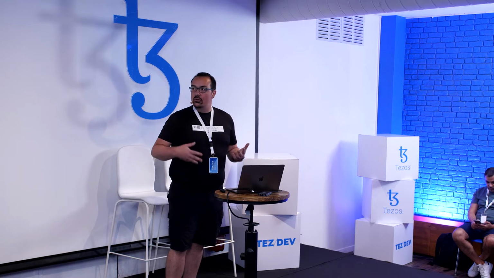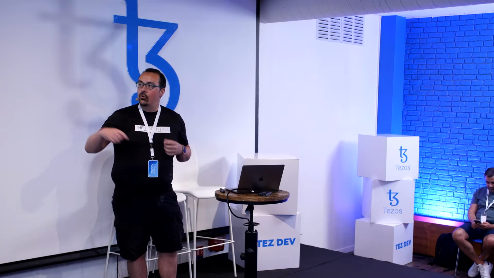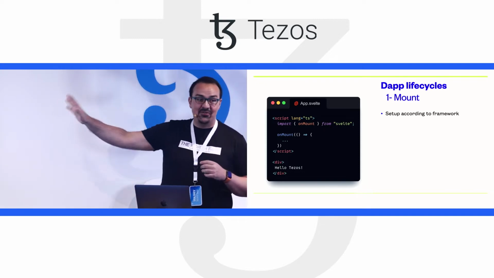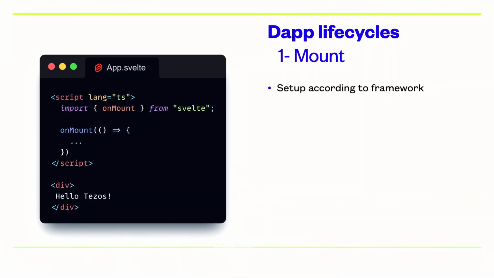Okay, so we're going to start with some technical stuff: the dApp life cycles. I don't know if there are JavaScript developers here, but you're probably already familiar with application life cycles. I'm going to show you some code and explain what's happening. I'm not going to use React because React is overrated. So I'm going to use Svelte. Svelte is very good, also because the names of the methods on Svelte are more intuitive than on React.